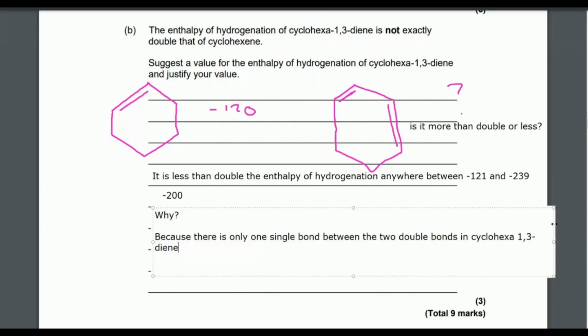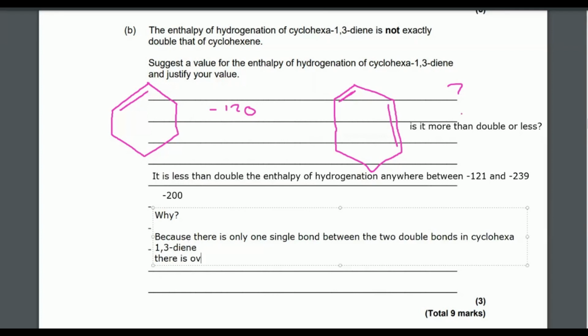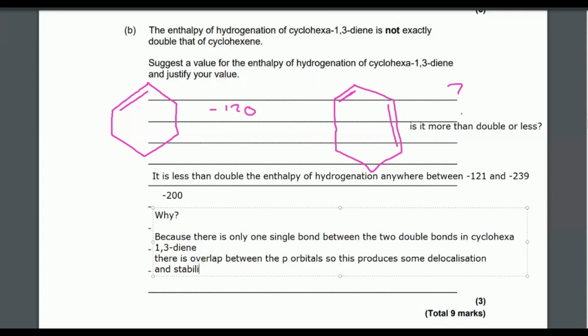This means there's less overlap between the p orbitals, less delocalization, and we would expect that to have an enthalpy of hydrogenation closer to minus 240, if not minus 240, because there's barely any delocalization and the extra stability that provides. But whenever the double bonds in a diene or a triene are closer together, only one single bond apart, then you get delocalization due to overlap between p orbitals, and this produces some extra stability within the molecule, lowering the enthalpy of hydrogenation.